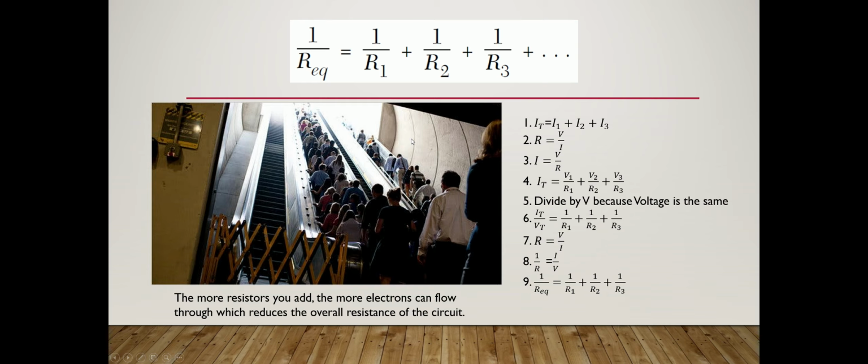So the more resistors you add, the more electrons can flow through, which reduces the overall resistance of the circuit. And so that is your analogy right there. And this, on the right hand side, is the proof for the formula. All right, that's the proof.